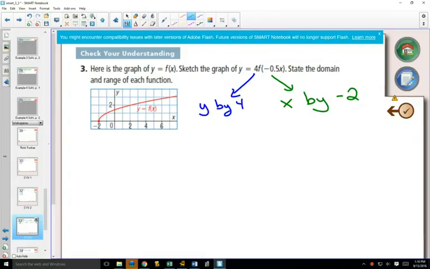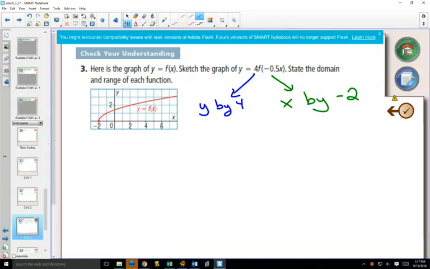If we were describing in words everything that's going to happen here, it's going to get stretched vertically by a factor of 4. It's going to get reflected over the y-axis, because the x is what's going to have a negative. And it's also going to be stretched horizontally by a factor of 2. So if we had to describe it in words, we'd have to describe all three of those things.